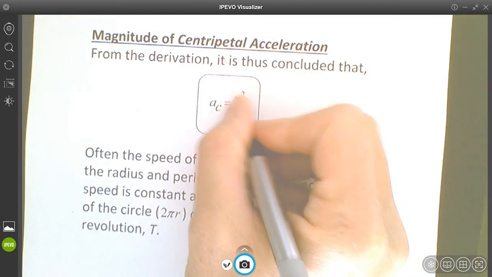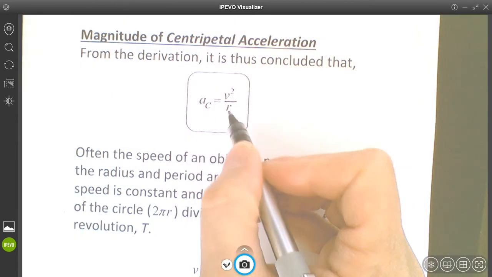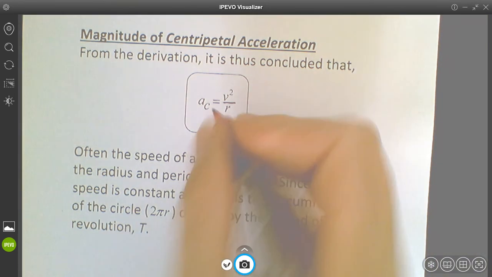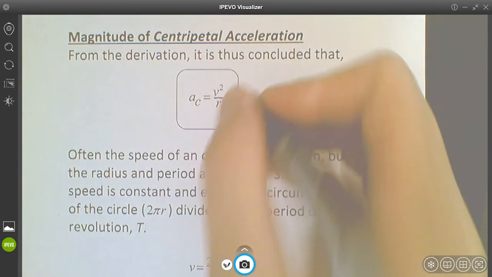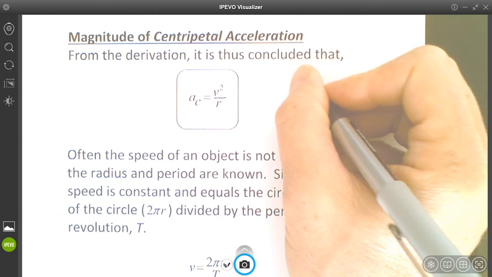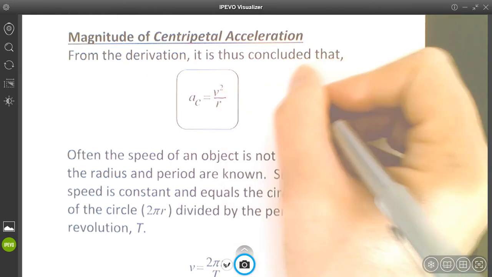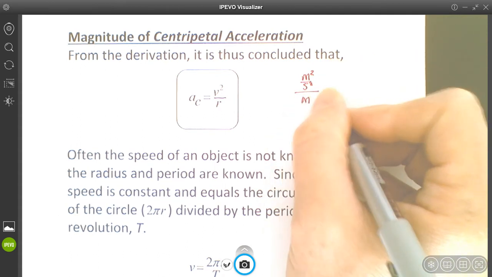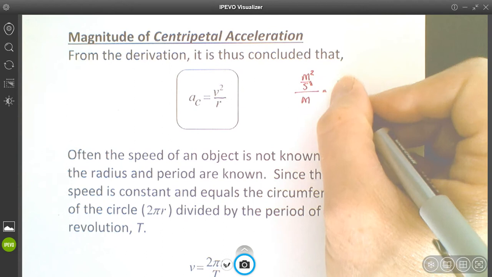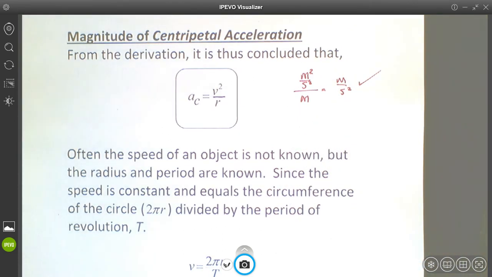So if you want to calculate the magnitude of the centripetal acceleration, it is v squared divided by r, or the tangential velocity squared divided by the radius r. Now, let's check the units. The top is meters per second squared, so both the meters and the seconds are squared. And on the bottom, it's meters. The meters divides out with one of those meters, and you're left with meters per second squared, which is units of acceleration. So the units work out.